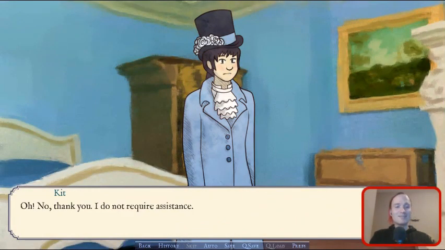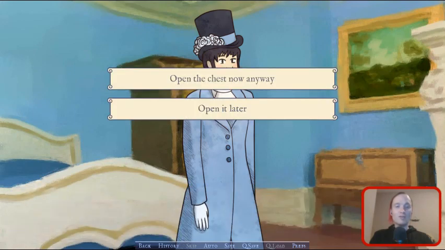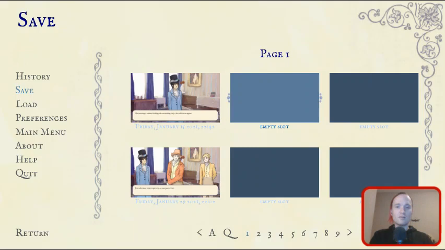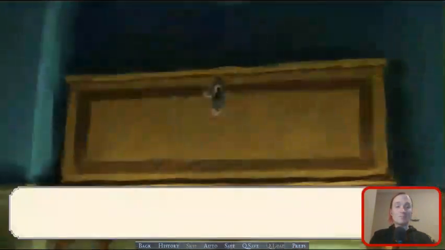Knock, knock. Ghosts do not require it. Okay. Open the chest anyway. Yeah, open it now. Okay. This is another end. It'll be amazing. Might be spared.